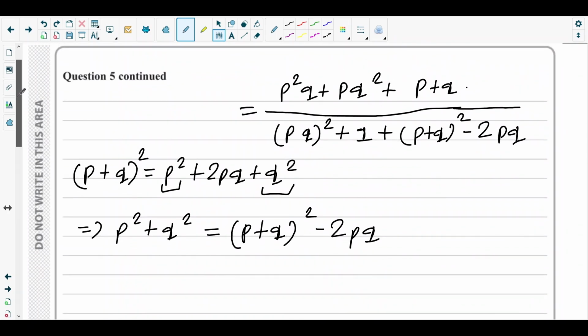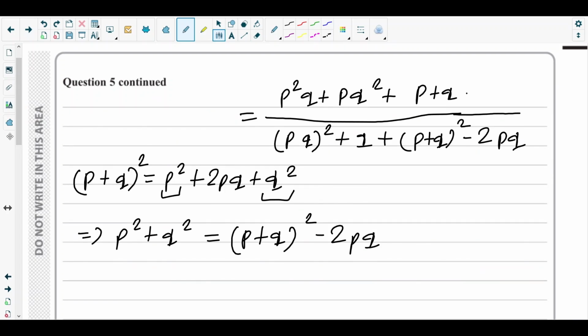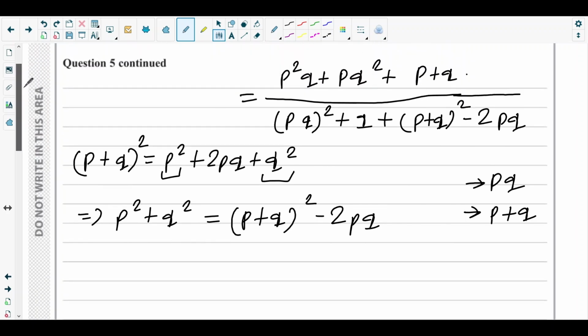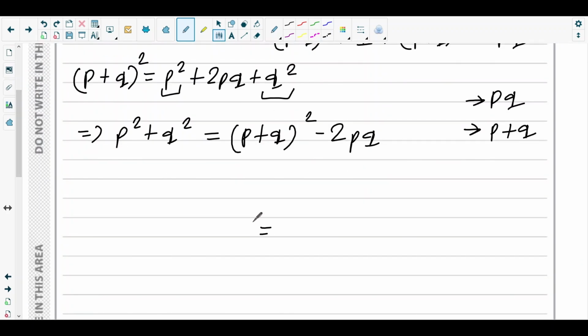Why is it necessary to represent the fraction that we have derived in terms of pq? We have just represented it in terms of pq and p plus q. Why? Because we know the values of pq and p plus q only. That's why we have to do so. Now just put the values.